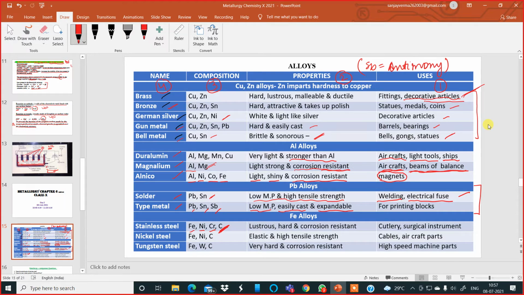Stainless steel is lustrous, has a shiny appearance, is hard, and is corrosion resistant. It is used in making cutlery. Cutlery means items you use in the kitchen, like kitchen knives, kitchen utensils, all those things.